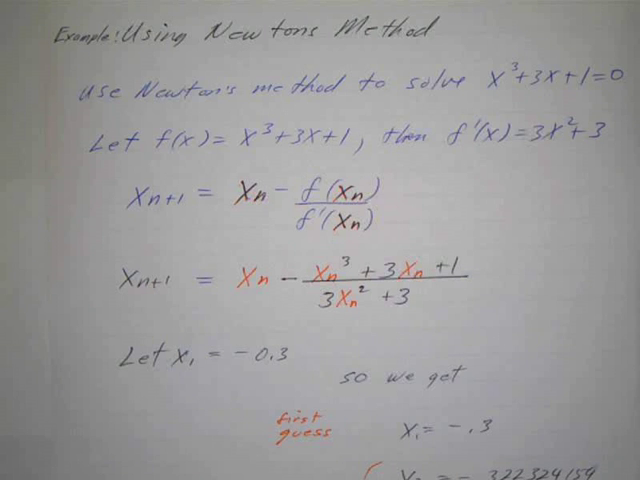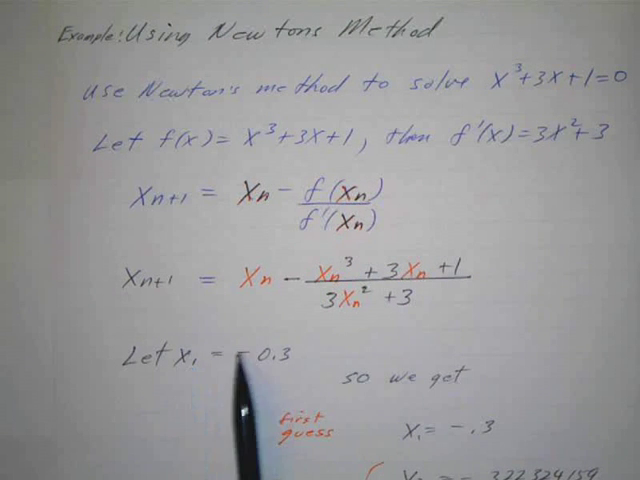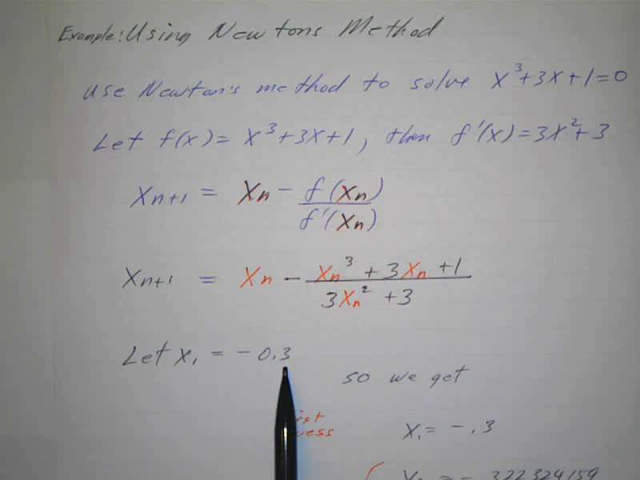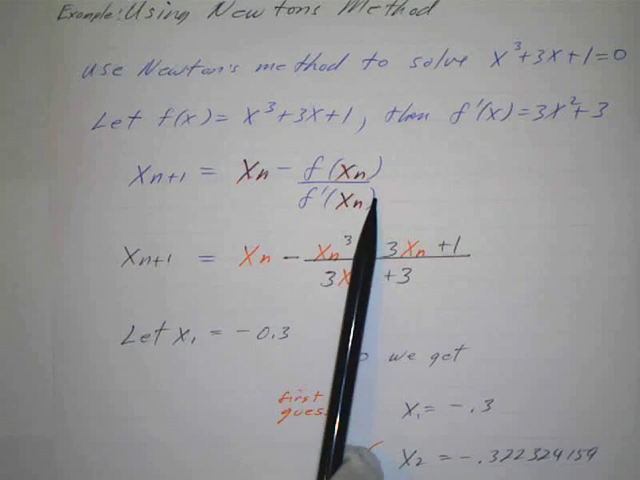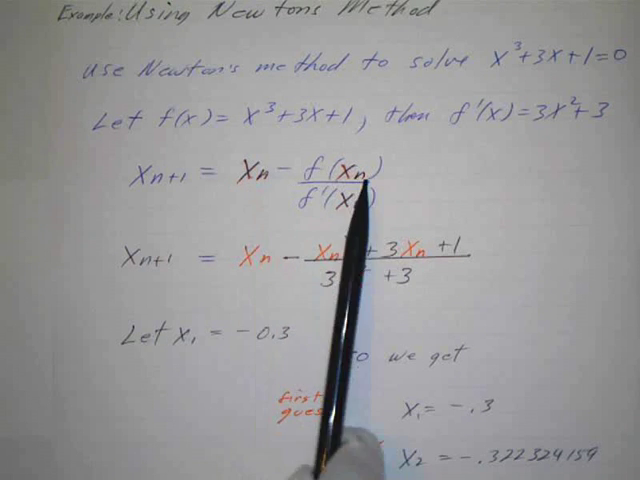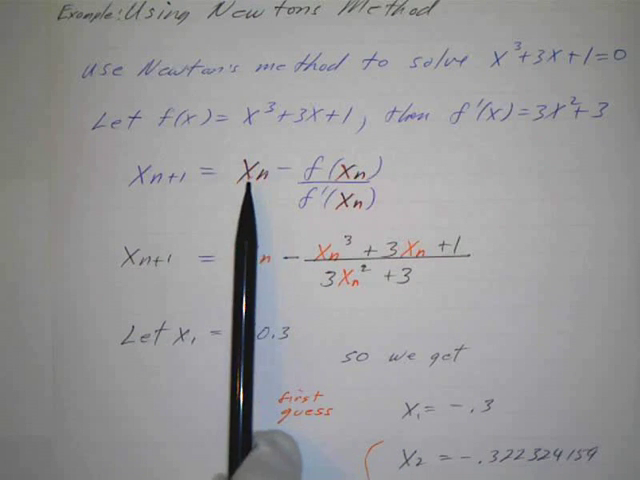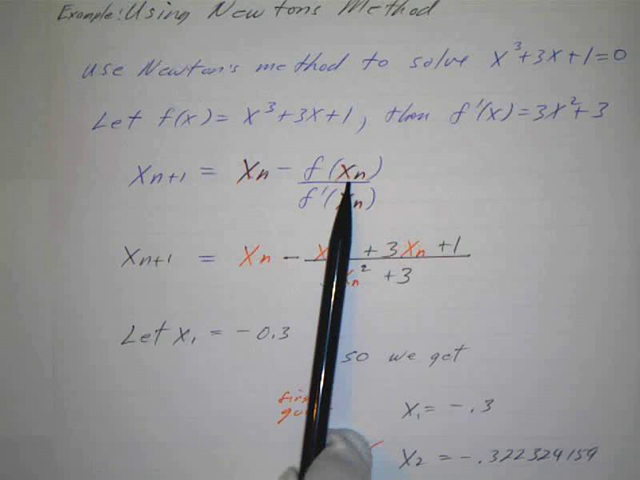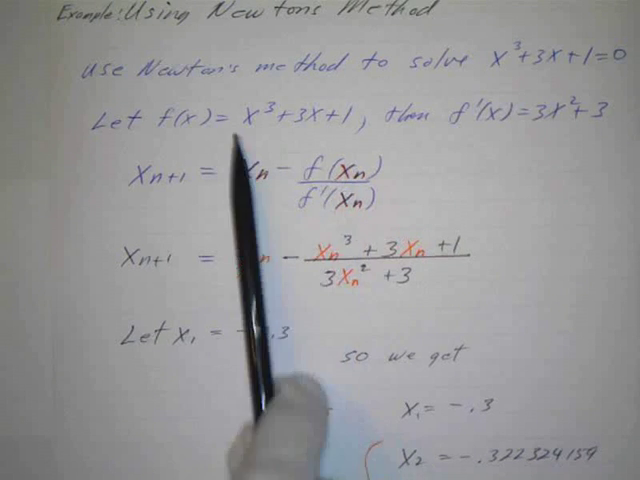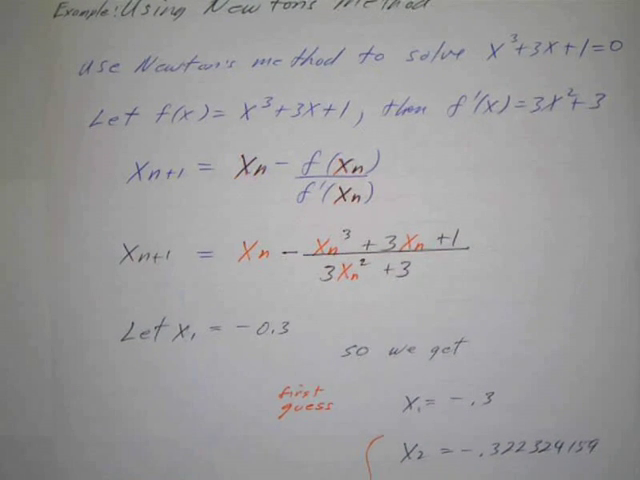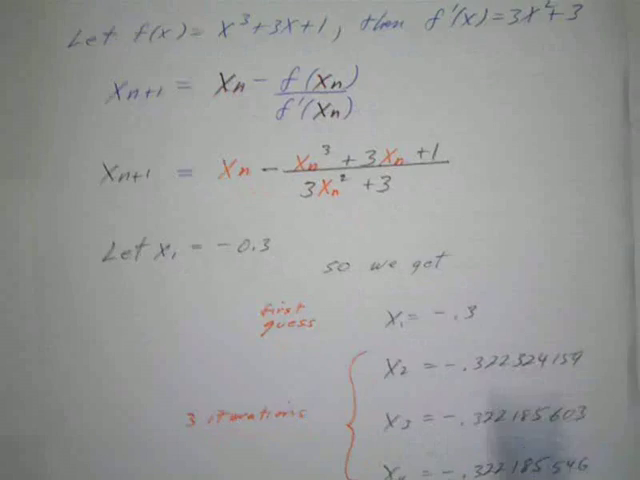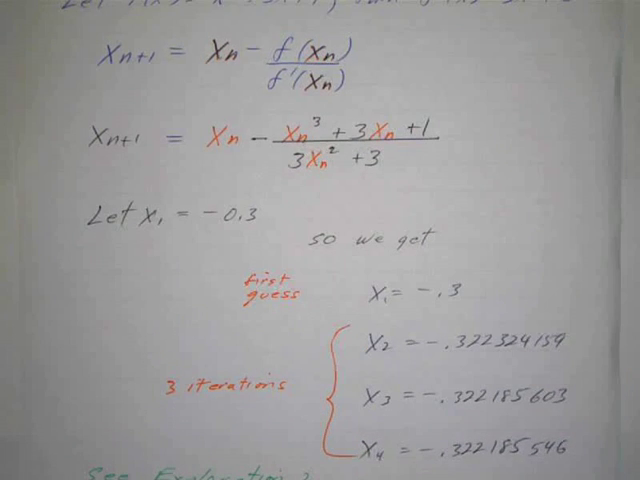So we have to start with a guess. Let's let x sub 1 be negative 0.3. That would be my first guess. I would put negative 0.3 in for x sub 1, so I would take negative 0.3 minus f of that, putting it in the function, and then f prime of that, divided by that, simplify it, and I would get x sub 2. And then I would put that in and keep going, and these are the values you would get if you did it mechanically. All right?